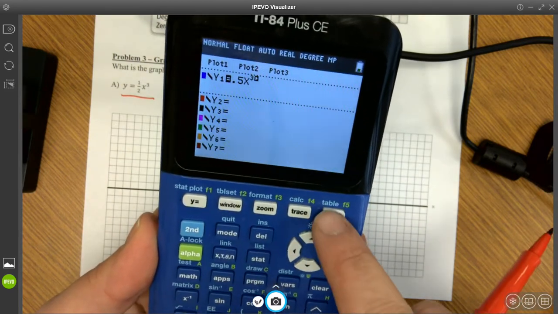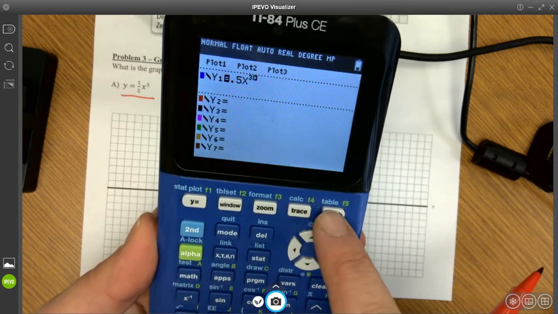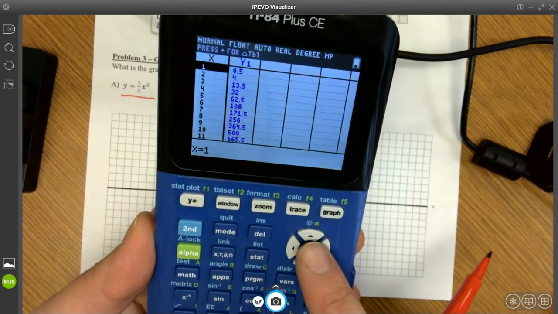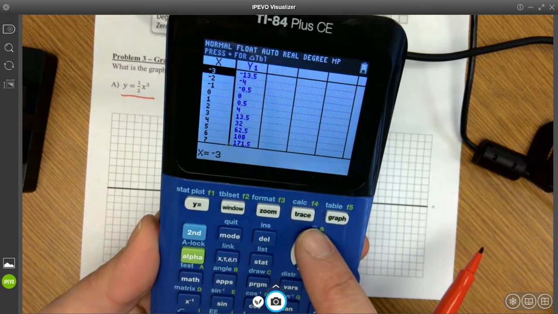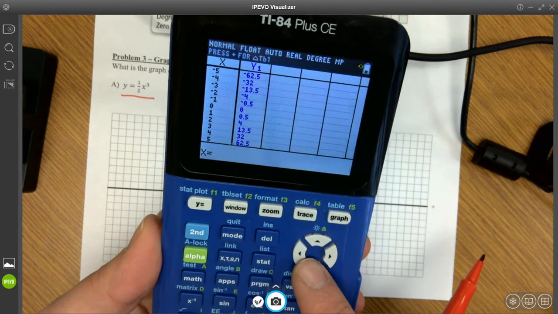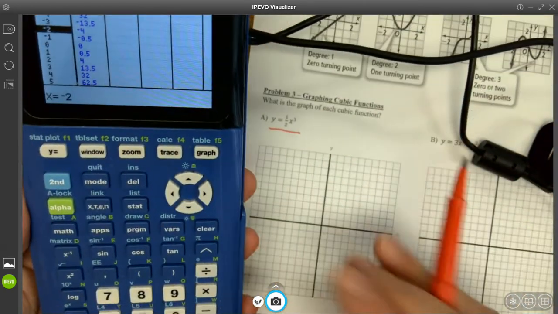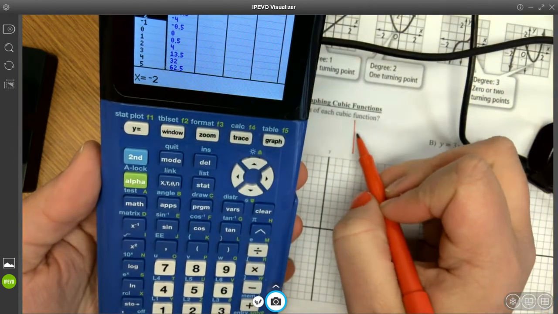I'm going to go to my table. Look how the table says it's light blue. That means I have to push second first, and then this graph button to get to my table. When you're in your table, it's nice because it gives you numbers to graph with. Now, I'm going to write down numbers from my table on my piece of paper here. That will be easy to graph.